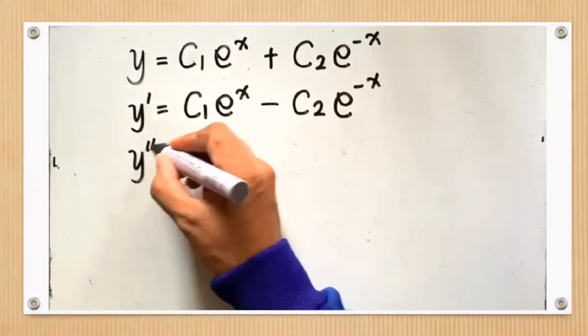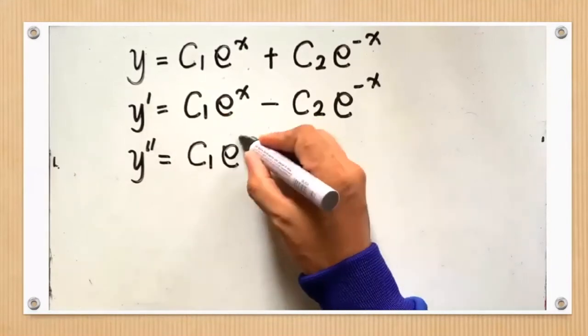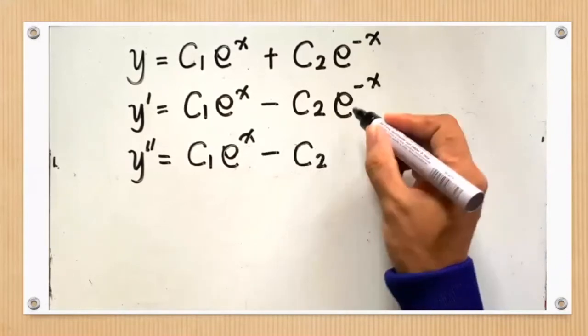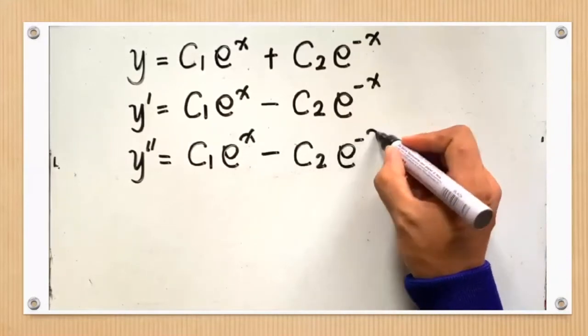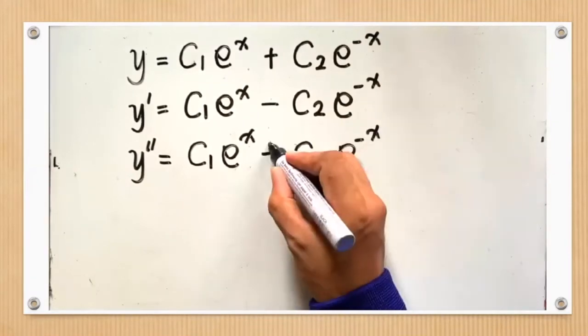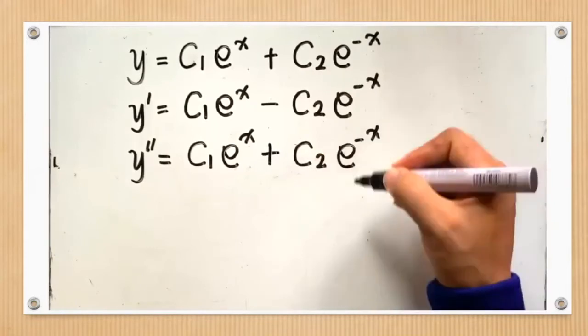And finally, for the second time, you differentiate this equation, so that this becomes y double prime equals c sub 1 e raised to x, and c sub 2 e raised to negative x. Differentiate negative x, so you have negative. So negative times negative, you have positive here. So we're done with the differentiation rule.